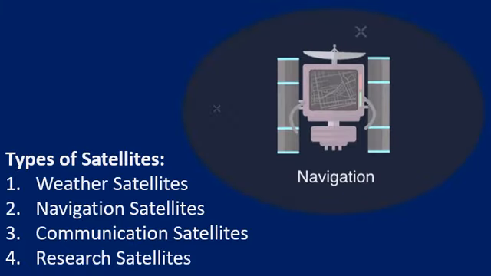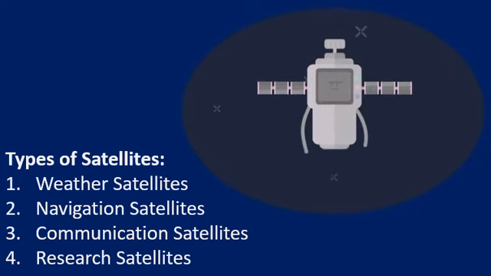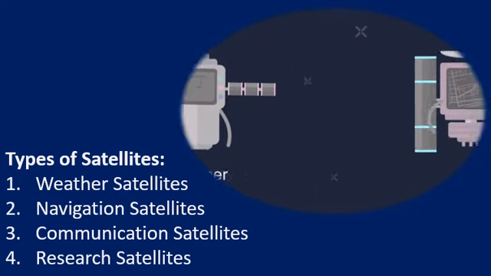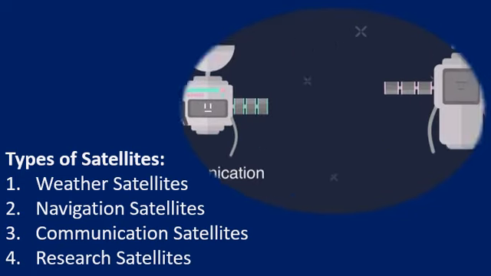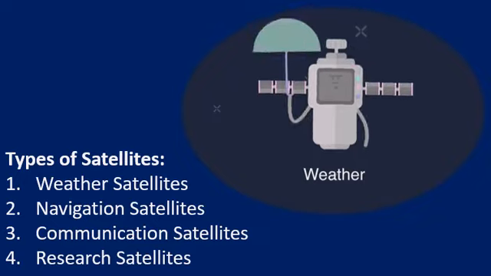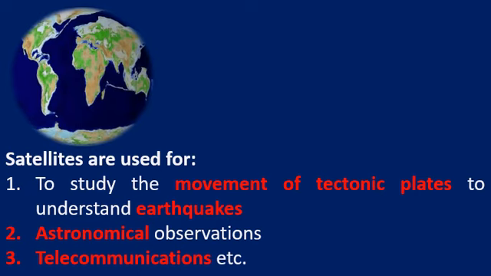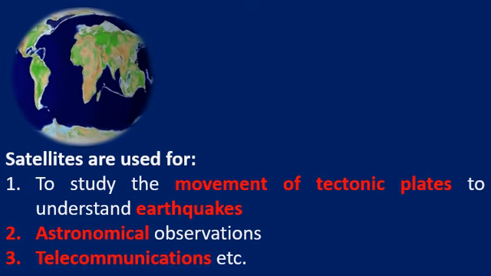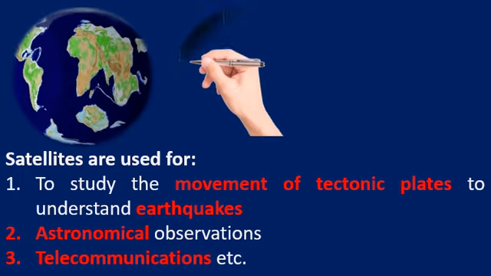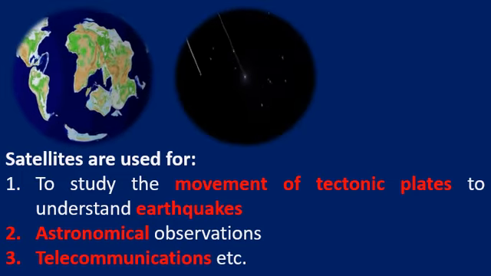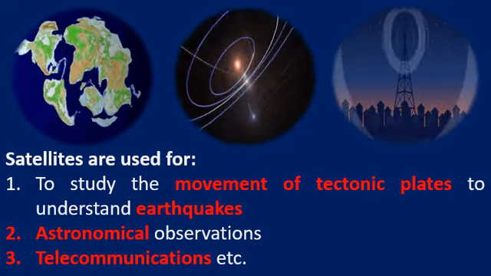There are different types of satellites. Weather satellites for weather forecasting, navigation satellites for navigating objects throughout the world, communication satellites for communication applications, and research satellites for research purposes. Satellites are used to study the movement of tectonic plates, to understand the earthquakes, astronomical observations for space research, telecommunications for communication applications, and many more.